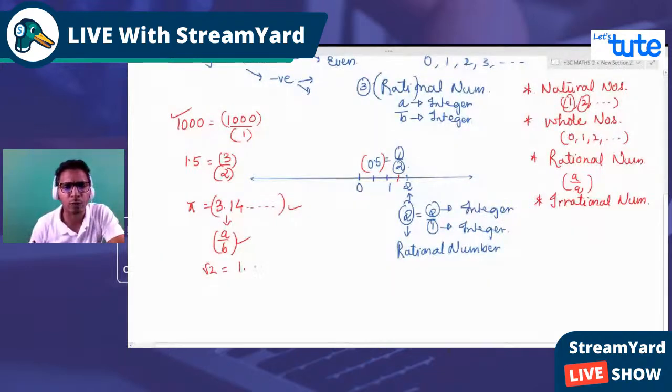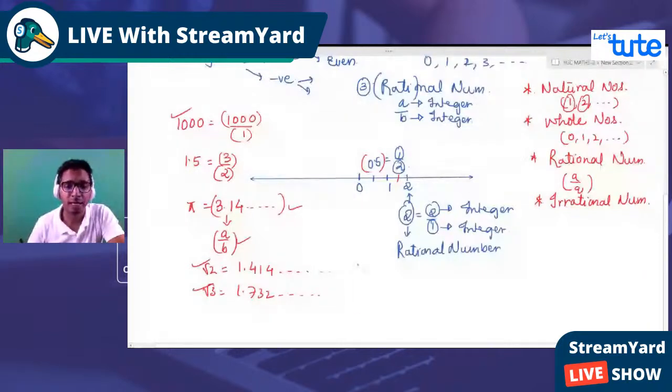Root 2 is 1.414, and it goes on. It never ends. Root 3 is 1.732. It never ends. It goes on. So these numbers are basically irrational numbers, because we cannot represent them in the form of a fraction of two integers.